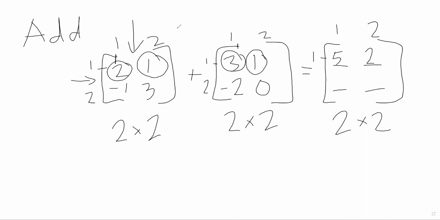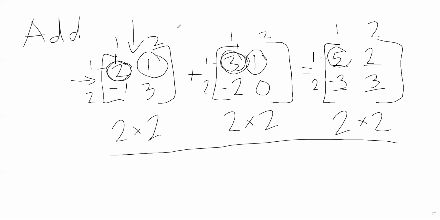Do that for the next ones. -1 plus -2 is the same as -1 minus 2. So that's -3. And again, that's in the second row, first column. And then 3 plus 0 is 3. And that goes in row 2, column 2 of your answer. So the biggest thing for adding is just make sure that all of these dimensions add up or are the same, and make sure that you're staying in the same row and same column for when you're adding the numbers and when you're putting it into your answer matrix.